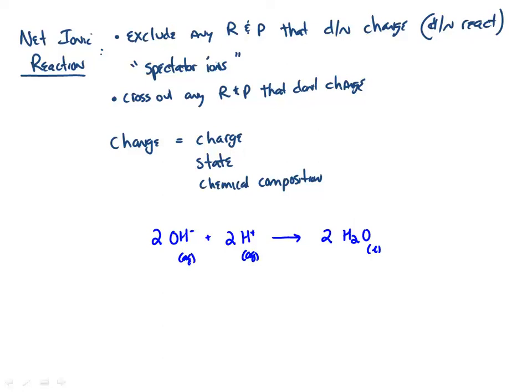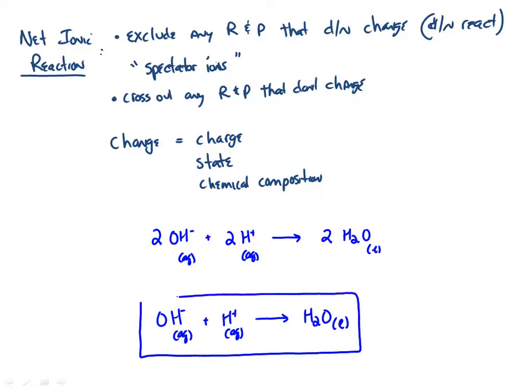And then since all the coefficients are 2, the best answer would be OH minus aqueous plus H plus aqueous goes to form H2O liquid. So that is our net ionic reaction. And what this is really saying is that anytime I have OH minus and H plus, they can react to form water.